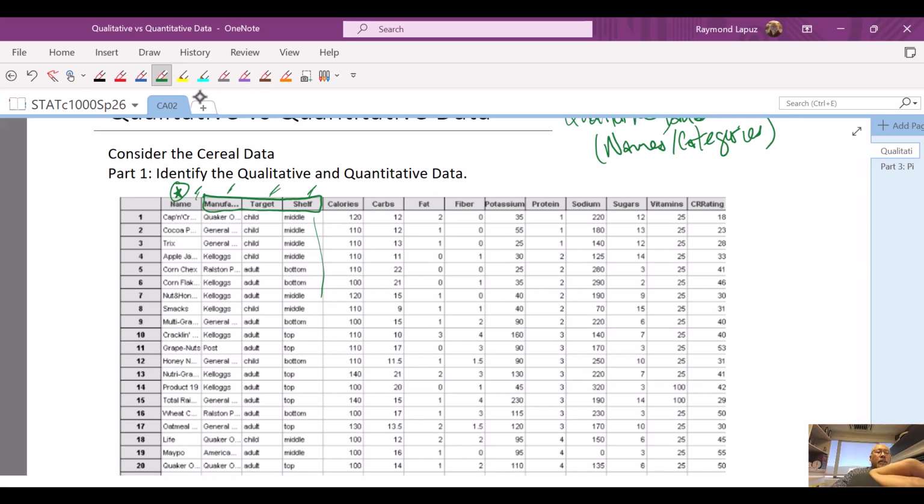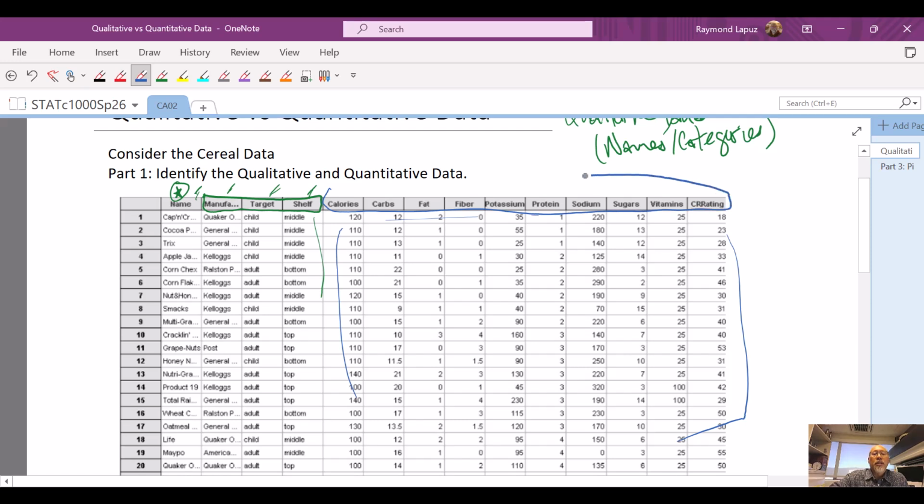Now the quantitative data would be things that have numbers. So all these other categories have numbers in them. So these are all quantitative, sorry. So the quantitative data deals with numbers. All right, so that kind of addresses the first question.